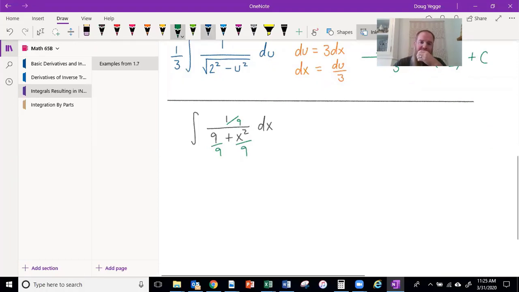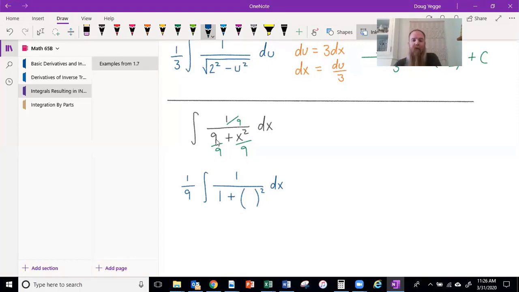Which means we're going to rewrite this as 1/9 the integral of 1 over 1 plus. Now I'm already getting excited because I love 1 plus functions, because that looks like tangent inverse. And now I'm going to rewrite x squared over 9 as something squared, dx. X over 3? Yep, x over 3. So I would write that as x over 3.